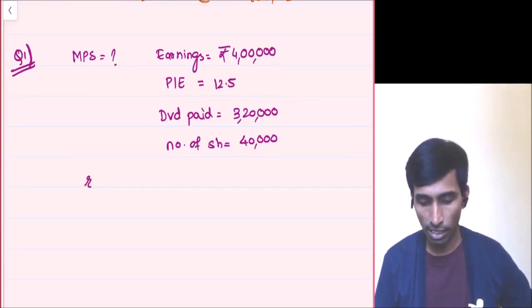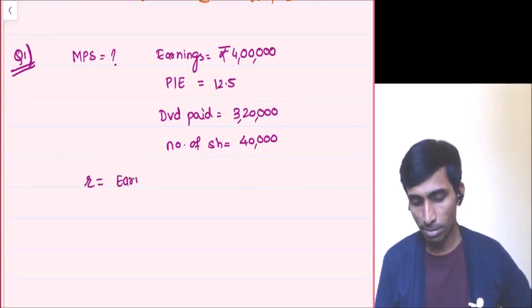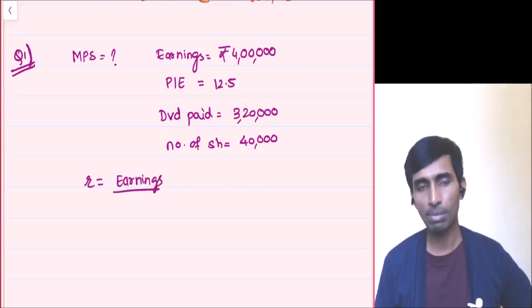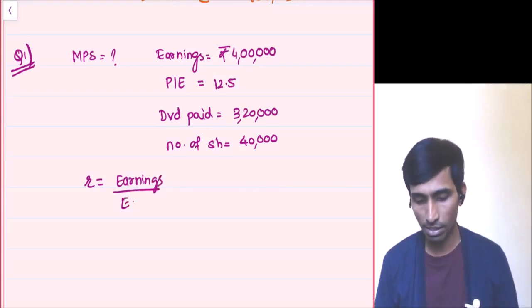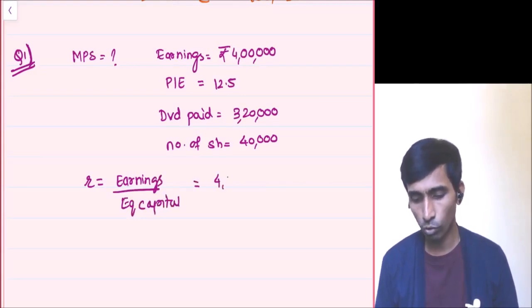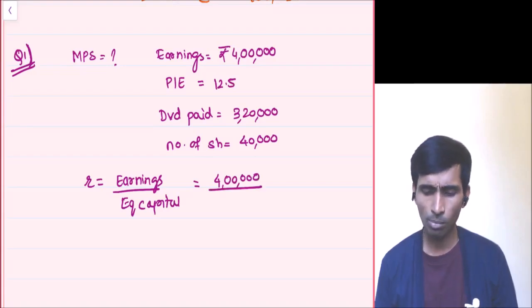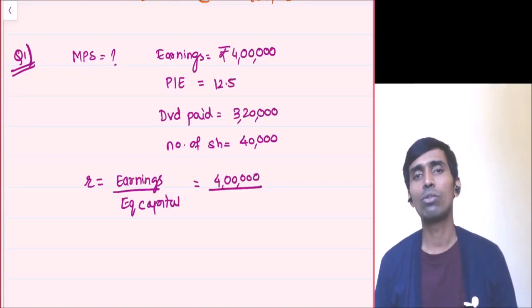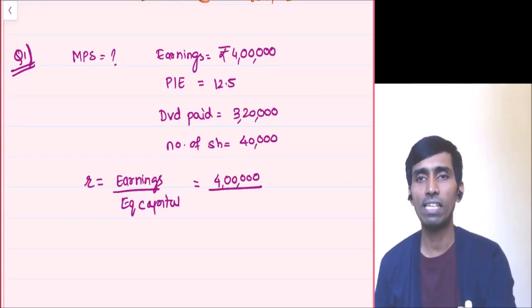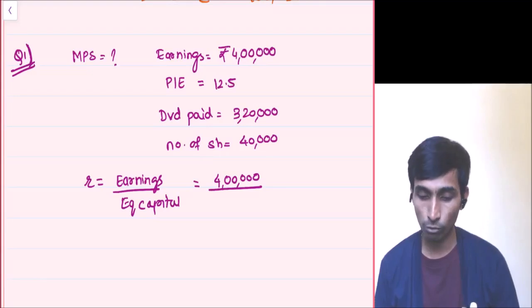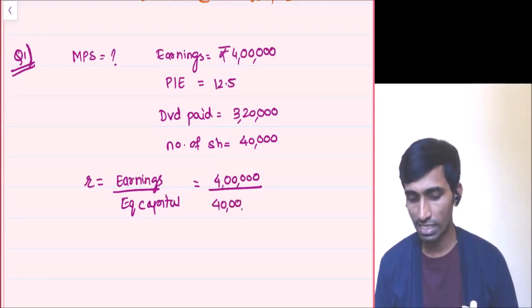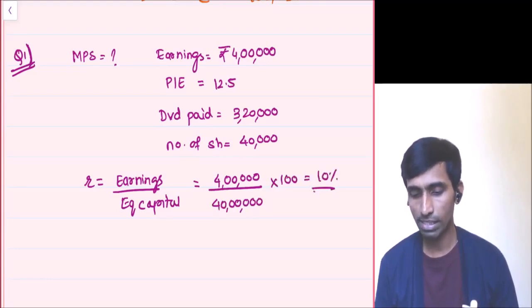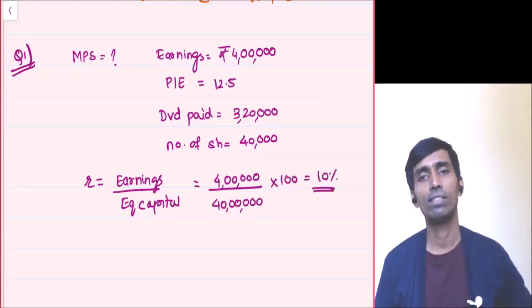How will we calculate R? What is the company's earnings? Company's earnings divided by equity capital, because only equity, right? So earnings is 4 lakhs. How much is the equity capital? 40,000 is the number of shares, and equity capital they said is 40 lakhs, so that is directly given. Equity capital is 40 lakhs. Into 100, the company is earning 10%.